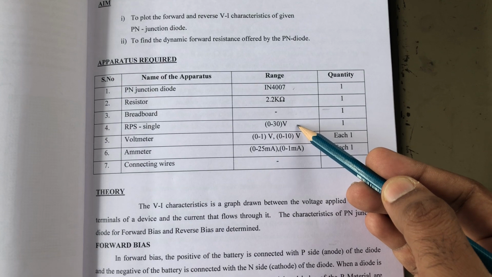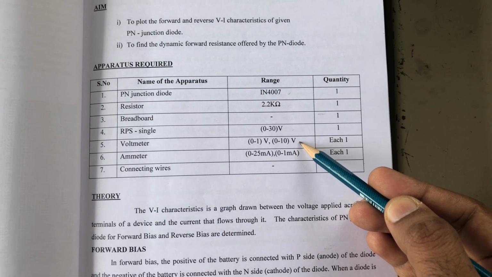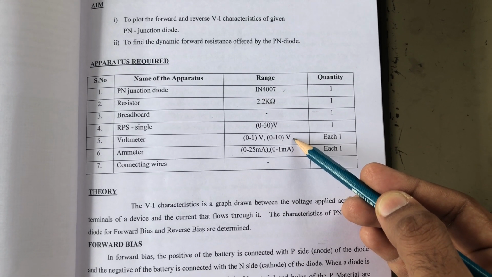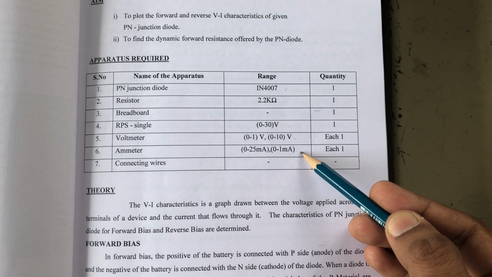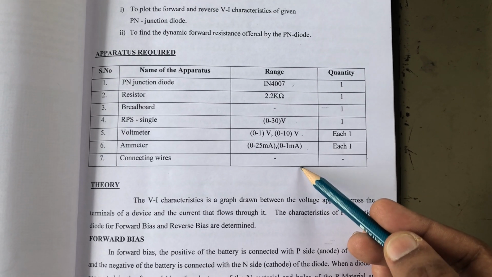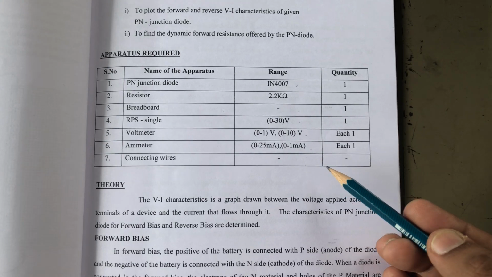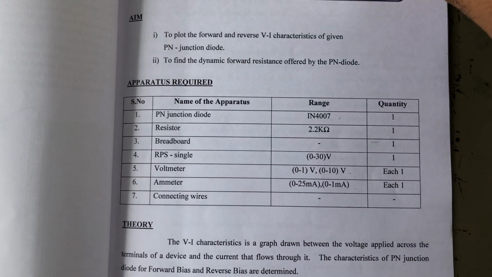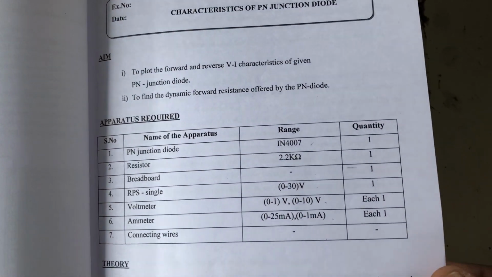connections, RPS, and two voltmeters, one for forward biasing and another for reverse biasing, and two ammeters, one for forward and another for reverse, and we need some connecting wires. So these are the apparatus required for doing the PN junction for both forward and reverse.